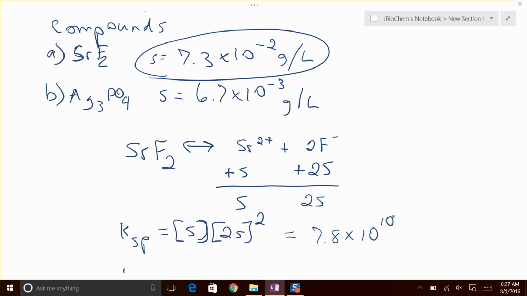KSP doesn't have units. It's just in concentration. The S is always in molarity, molar solubility, and you were given that in grams per liter, the solubility by mass. Like 2S, you see down at the bottom it says 2S squared. Take the subscript of that, the 2, and move it up front. Square it.